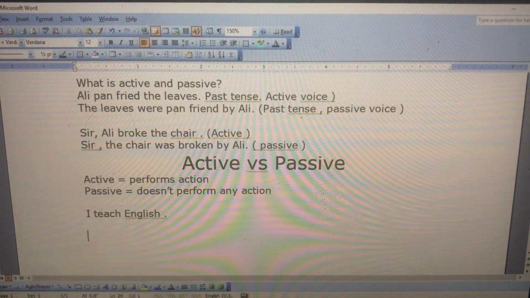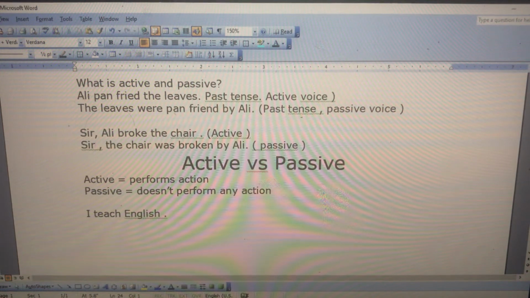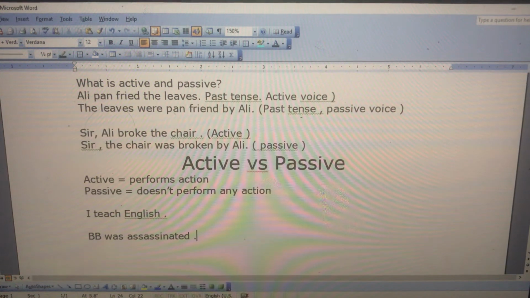But for the first time, passive was needed in English grammar when there was no subject even. When there was no performer, then passive was needed. For example, if I say like this, Benazir Bhutto was assassinated. Now look at here. Benazir Bhutto was assassinated.